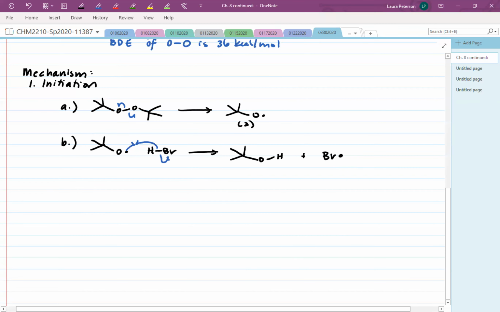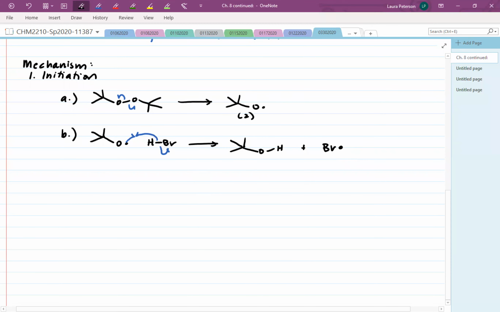Now we're ready to look at the propagation steps. Remember, the second step is propagation. What are the two things that must happen in the propagation steps of all free radical chain mechanisms? One of them is to regenerate the propagating radical, which in this case is the bromine radical. The second thing is we need to make our product.